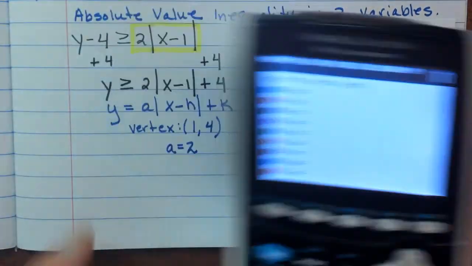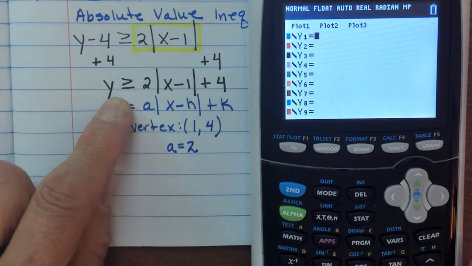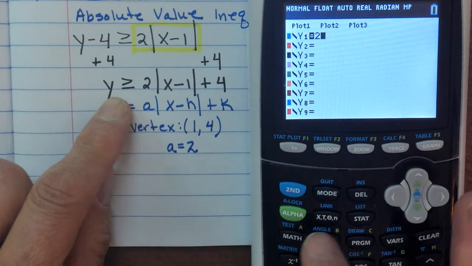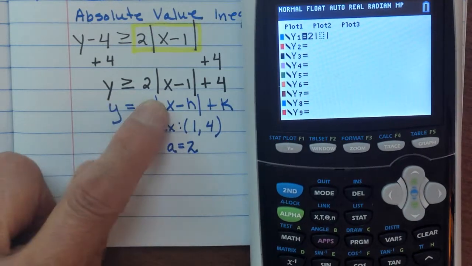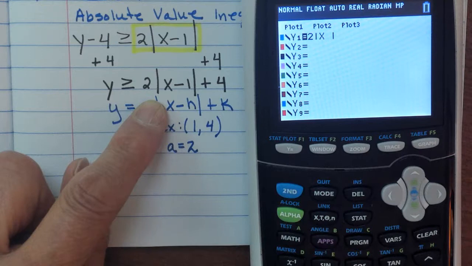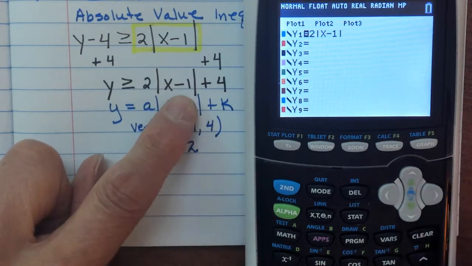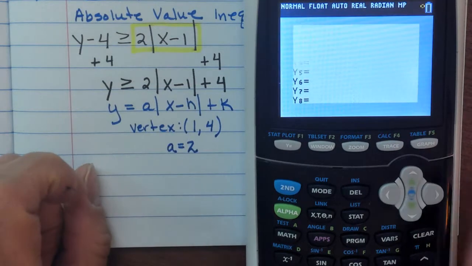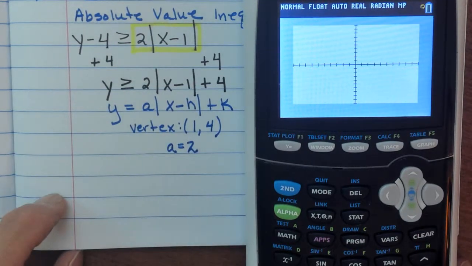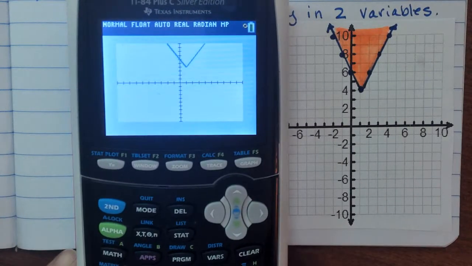So we're going to put it in where our y is. So we're going to say 2 times absolute value. So I go to math, number, absolute value. I'm going to put in x minus 1. Make sure I get outside the absolute value, or you won't be graphing what you need to be graphing. I'm going to go ahead and look to see what that graph looks like. There it is. That looks pretty good.